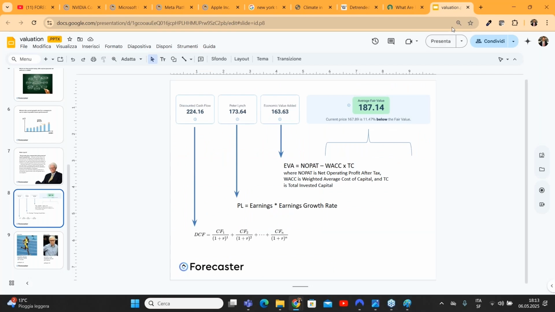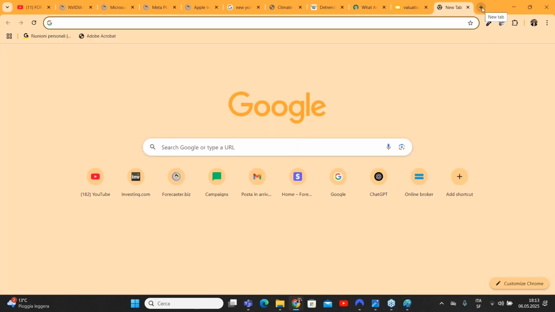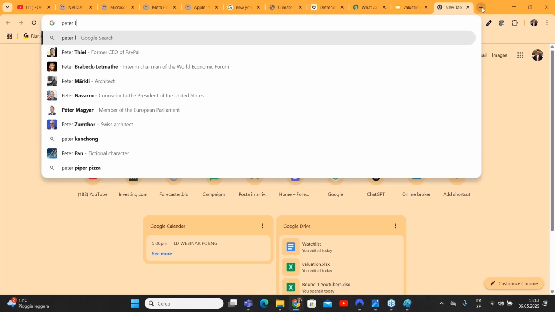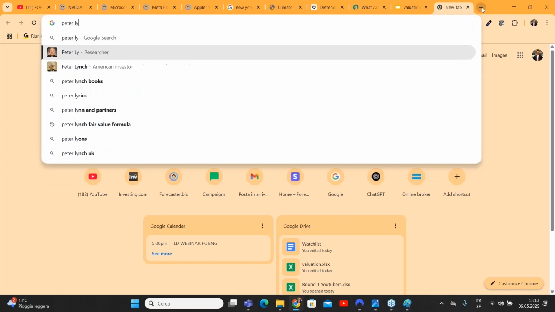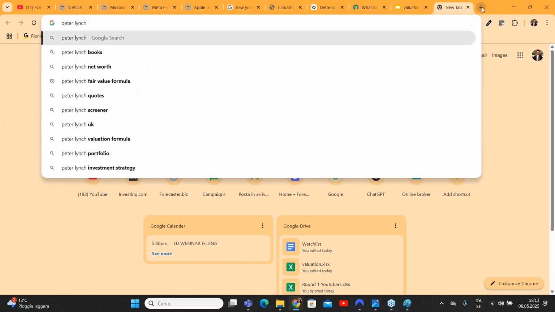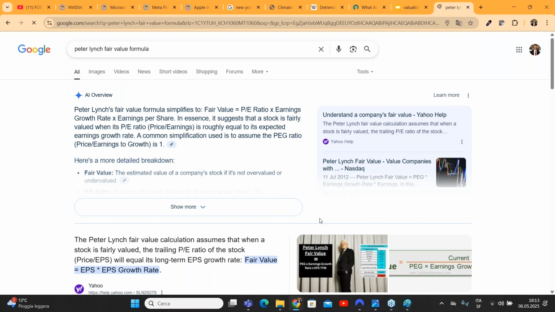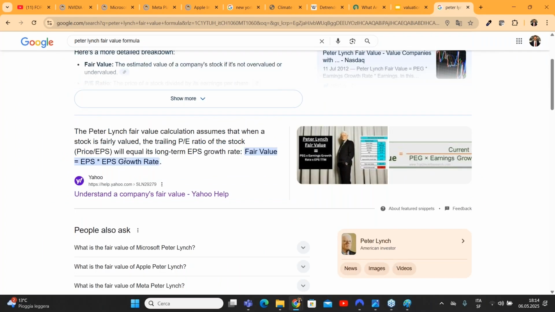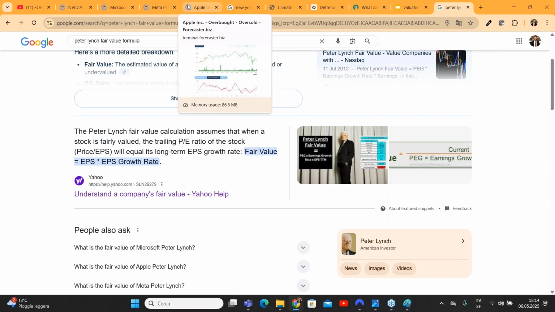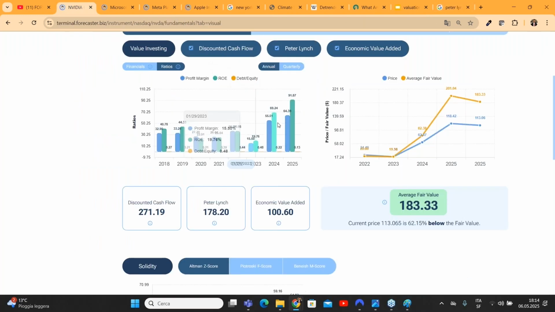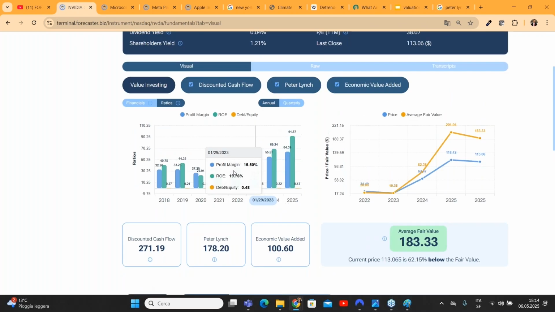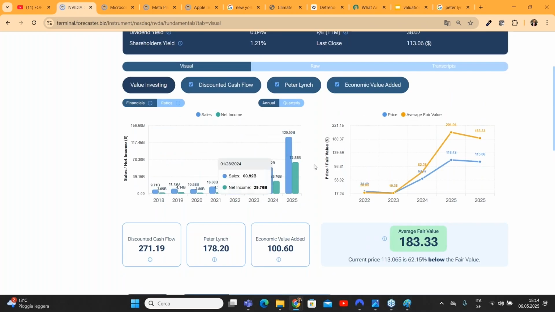For example, the Peter Lynch method, if you would like to deep dive, the fair value formula, here it is. It's very simple. It's earnings per share multiplied by the earnings per share growth rate. We have all the data, and as you can see, the growth rate for the net income. And that's it. This is all the data we use for calculating the over and undervaluation.